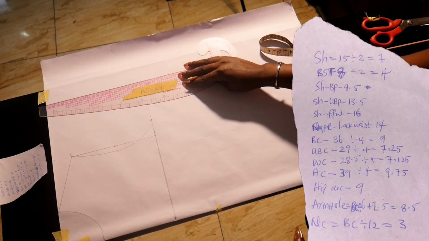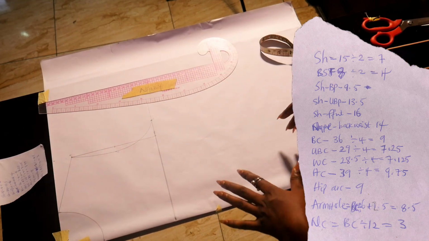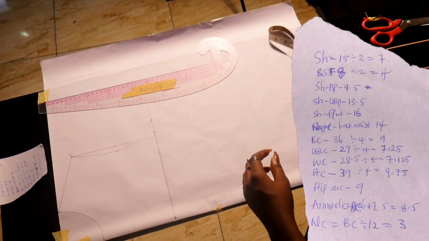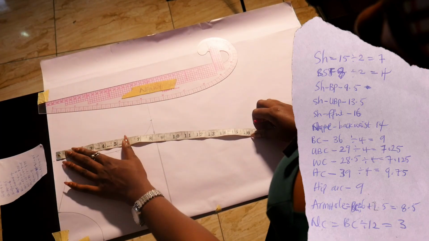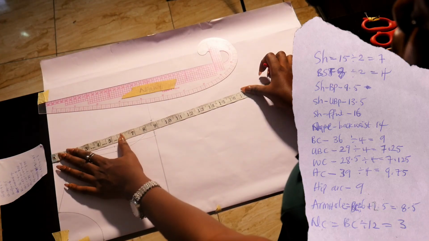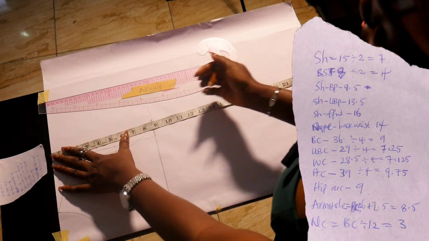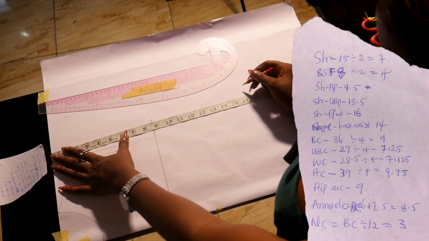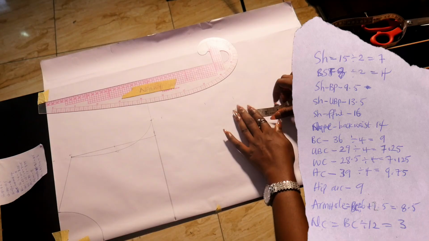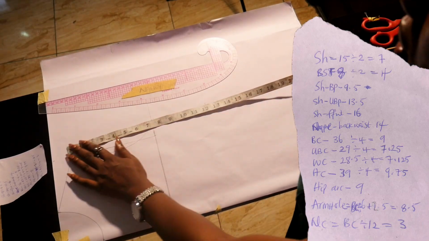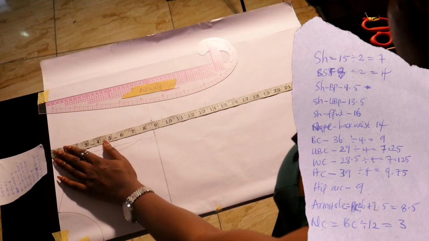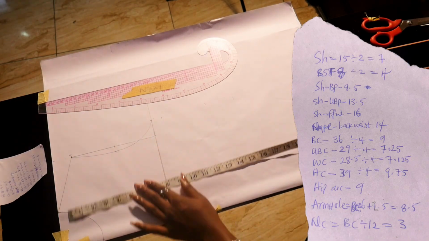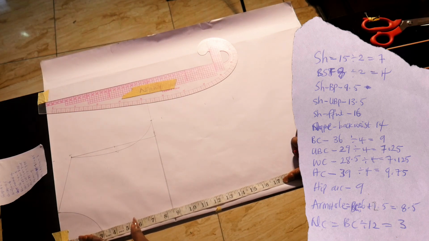Next, we're going to apply all our vertical measurements from the top of our paper downwards, not from your shoulder. So first, I'm going to apply my bust point. My bust point is 9.5. My under bust point is 13.5. My front waist length is 16. Then my top length is 23. So I'm going to apply the same measurements on this other side.